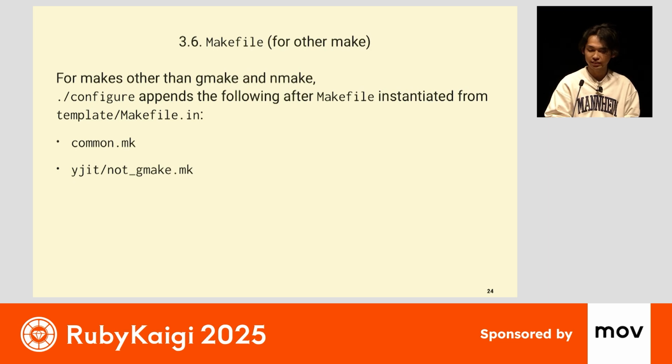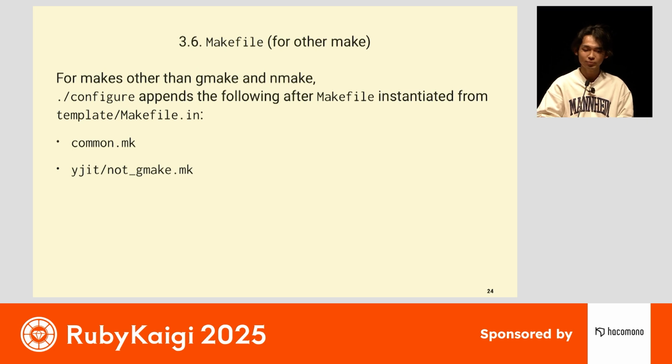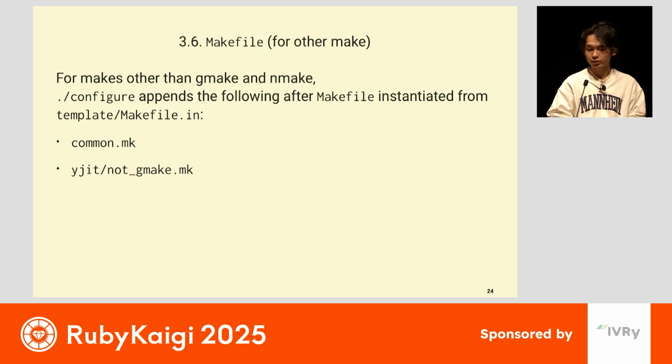And we still have the other case. For other make implementations, like BSD make, we take another approach. The configure script just concatenates the common make and yzit make file and the base make file without include. So yeah, we have 3 different include patterns for different make implementations.